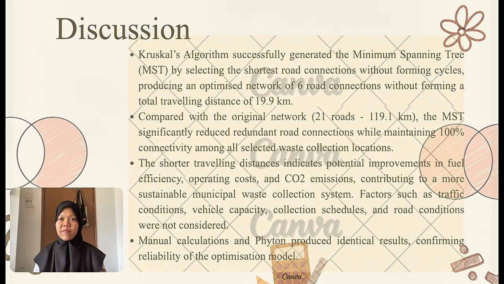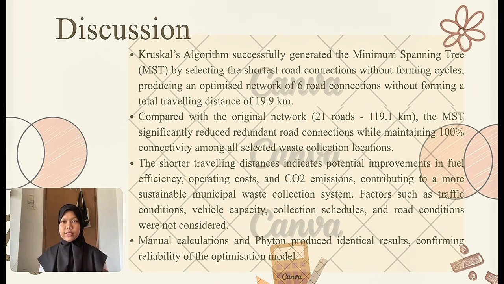Next, I will discuss the findings of the study. The results show that Kruskal's algorithm is an effective method for optimizing the municipal waste collection network in Seremban. By selecting the shortest road connection without creating cycles, the algorithm successfully generates a minimum spanning tree, or MST, consisting of 6 road connections with a total traveling distance of 19.9 kilometers. When compared to the original network, which contained 21 road connections with a total distance of 121.1 km, the optimized network significantly reduced unnecessary road connections while still maintaining full connectivity among all selected waste collection locations. This demonstrates that the MST provides a simpler and more efficient network structure.